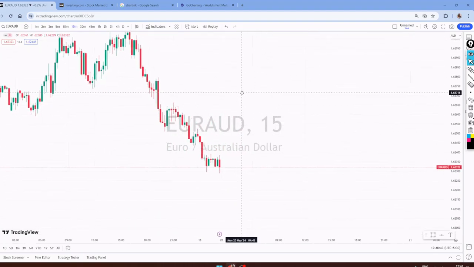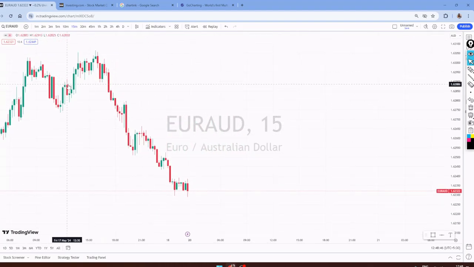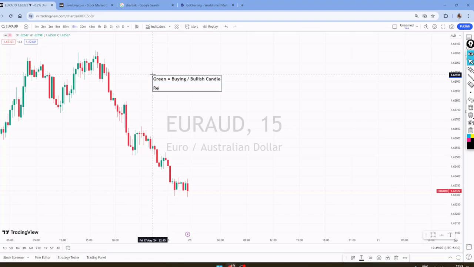Now just see each candlestick. We have green and red candlesticks. Colors you can change, that is completely your choice. Green means we are saying bullish candle or buying candle. Red means we are saying bearish candle or selling candle. So green equals buying slash bullish candle. Red means selling slash bearish candle. Now I don't use the bearish bullish words generally.